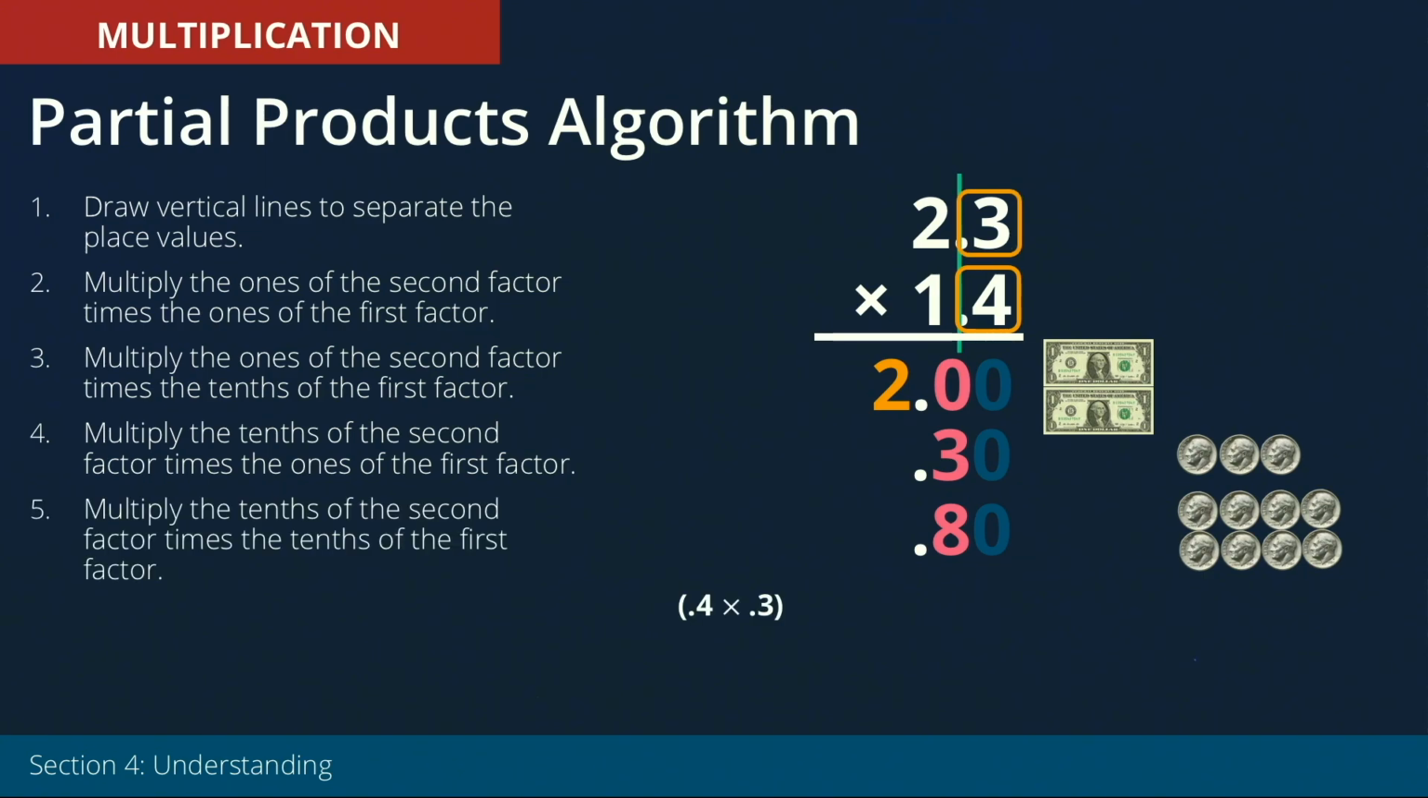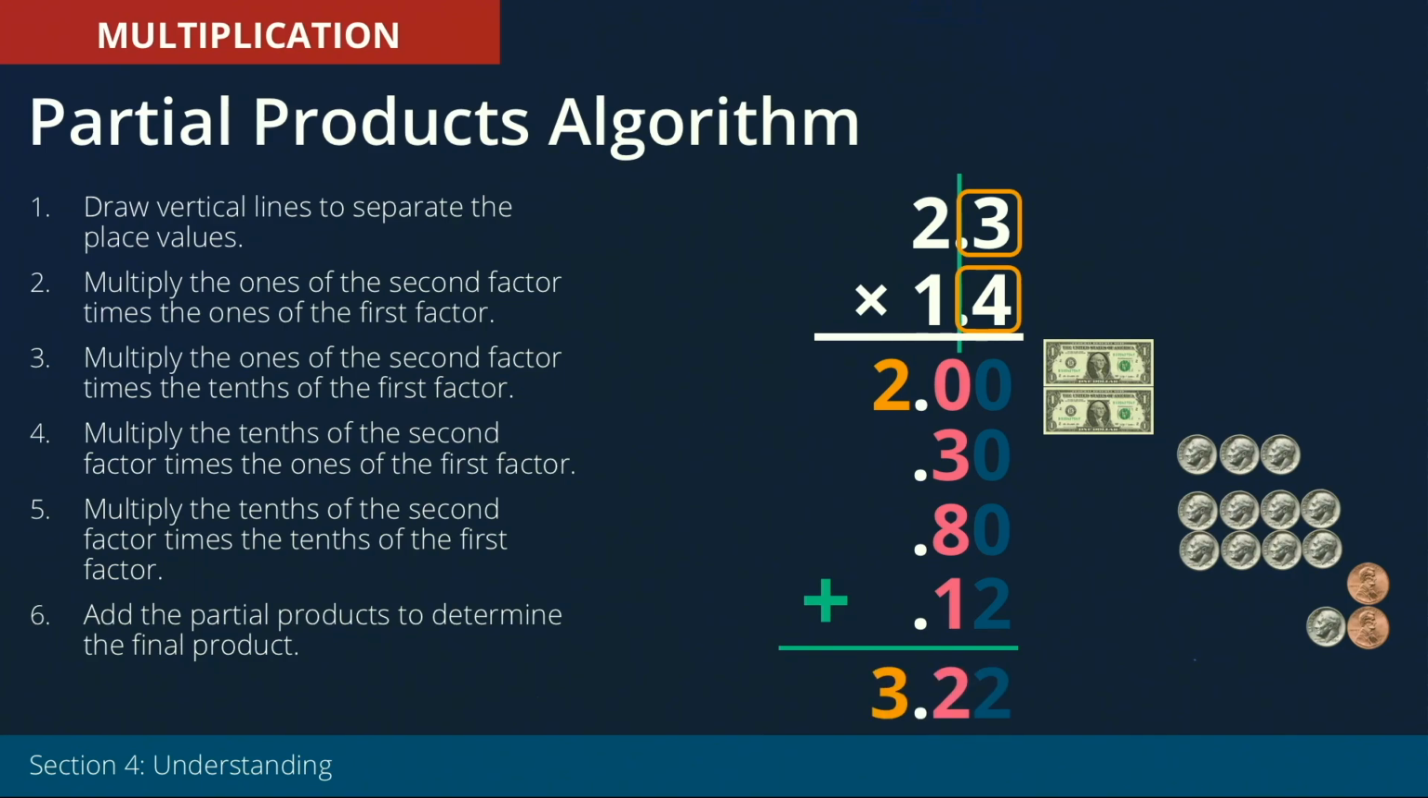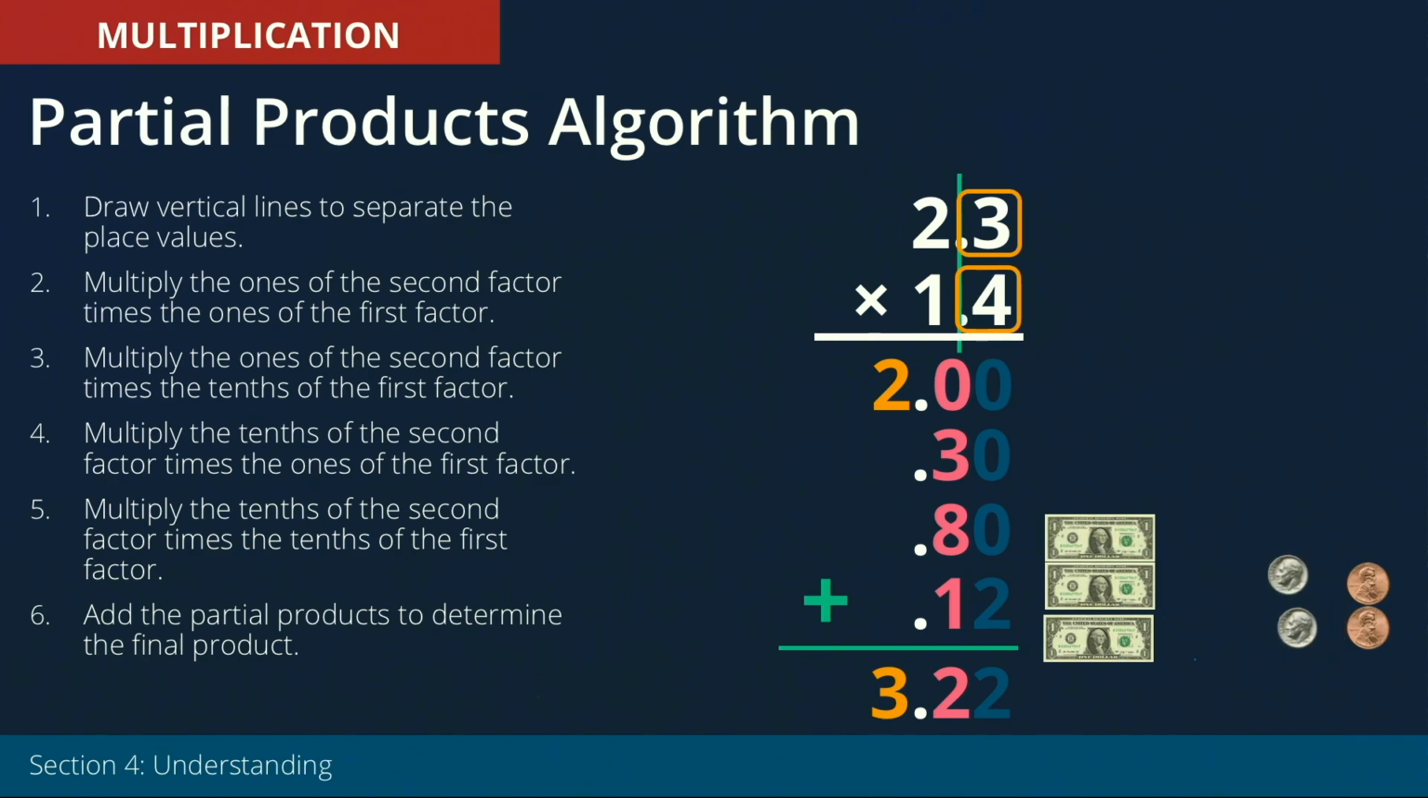And then I'm going to multiply the tenths of the second factor times the tenths of the first. There 4/10 times 3/10 would equal 12 hundredths, and I can show that with 1 dime and 2 pennies. Now it's time to add those partial products together. Total, I have $3.22 because I have to do some regrouping. I regroup 10 dimes for a $1 bill, and then when I add all of my money together, you can see that I have $3.22 or 3 22 hundredths as my product.